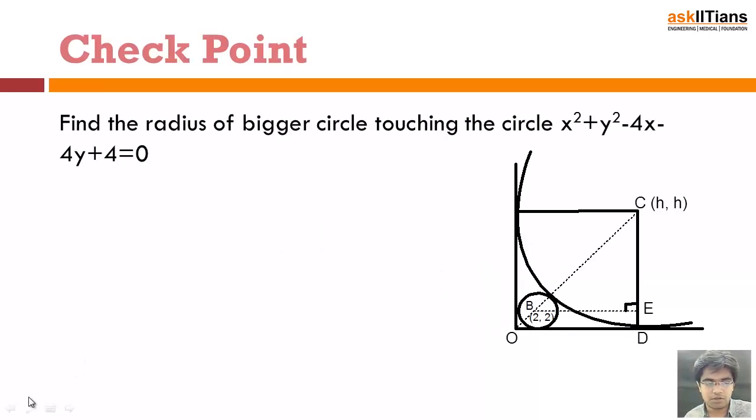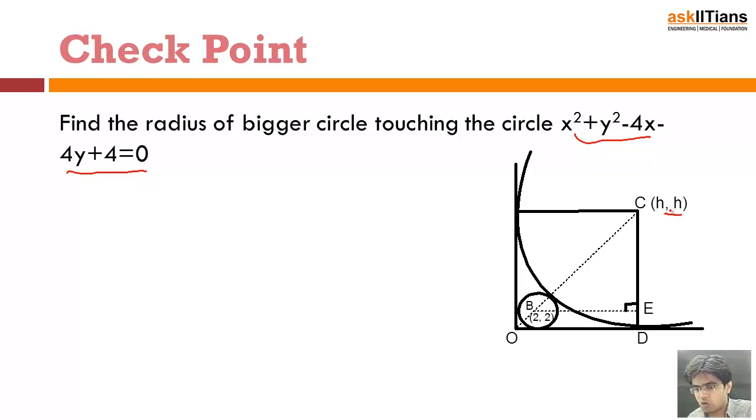Now let's move to a checkpoint. Suppose that we have a circle like this. Its equation is given by this, the smaller circle. We need to find out the radius of this bigger circle. It is given that its center is of the form h comma h.